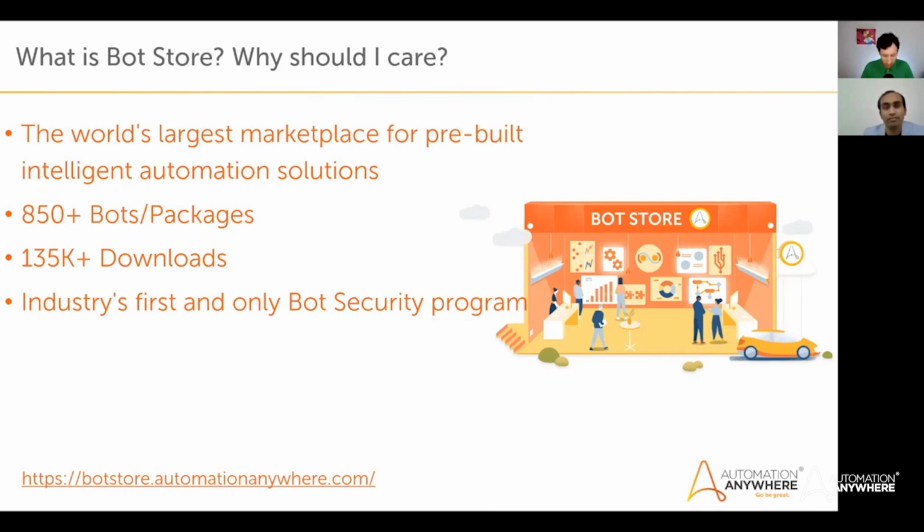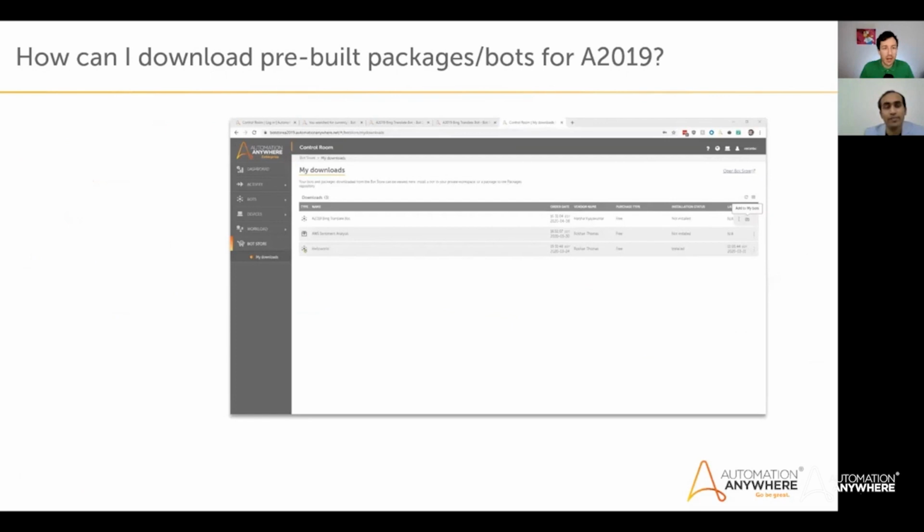Absolutely. Very cool. So as far as downloading these pre-built packages and bots in A2019, the way I look at it is it's kind of a three-step process. First, you explore around BotStore, and like Arjun was mentioning, there's lots of bots and packages available there. Again, I would highlight that there's content for version 11. There's also content for A2019. So you'll see both out there. We're going to focus on the A2019 content for this session.